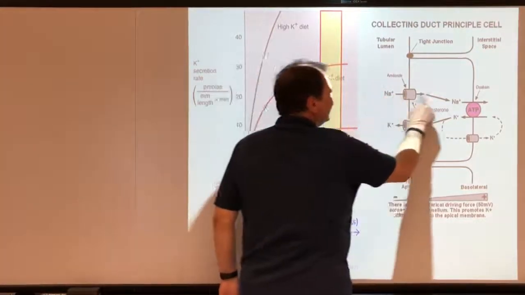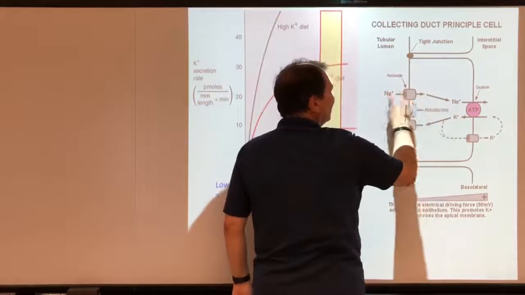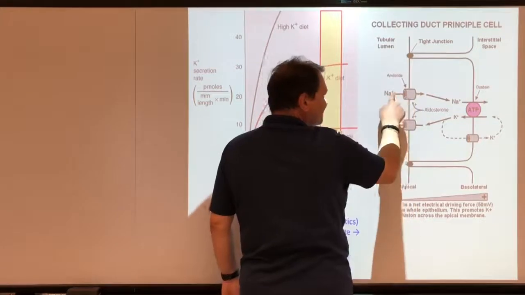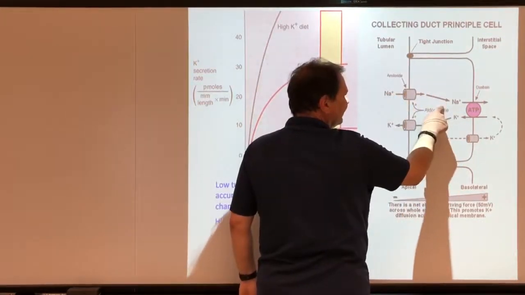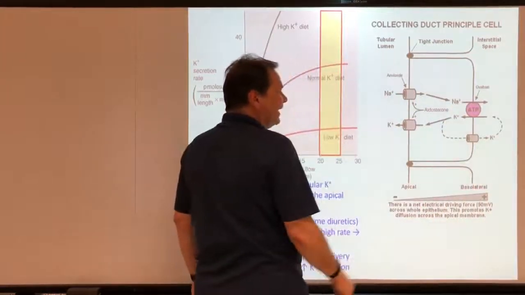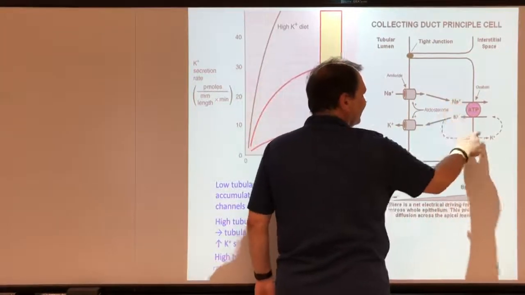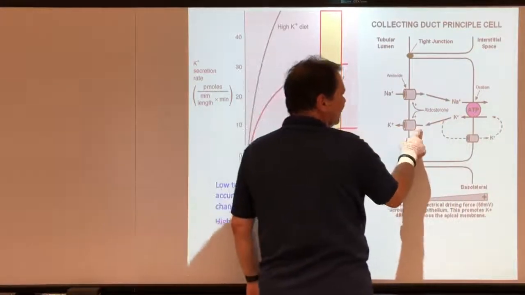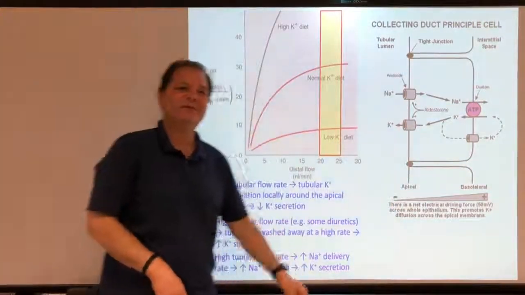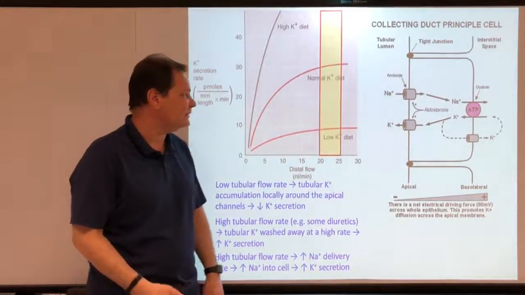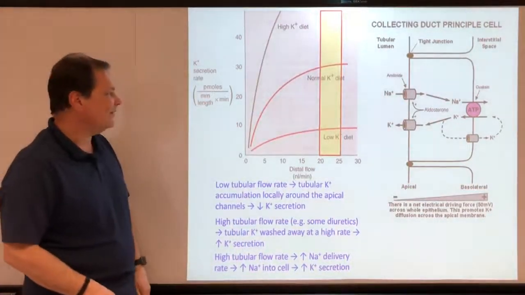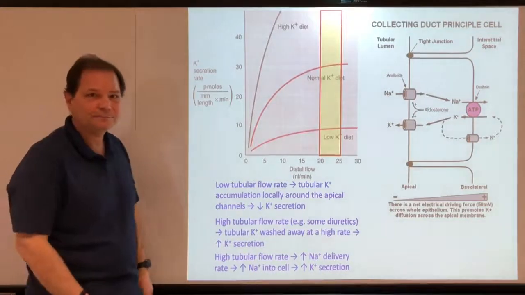And then finally, you should notice that a high tubular flow rate will deliver more sodium to this channel, so you'll actually increase sodium transport across the apical membrane through the sodium channel in the principal cells. That will increase sodium concentration in the cell. That will increase the sodium-potassium ATPase activity because you've increased the substrate here. That will increase potassium transport into the cell and out through this potassium channel in the apical membrane. So you can get increased secretion with increased sodium reabsorption as well, all right? And that will take place with high tubular flow. All right?